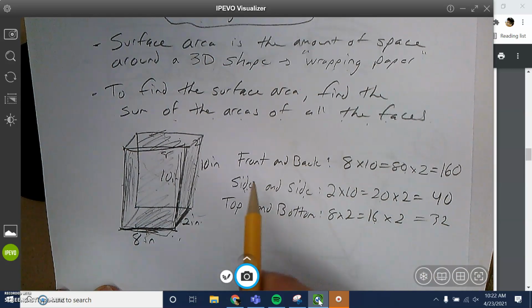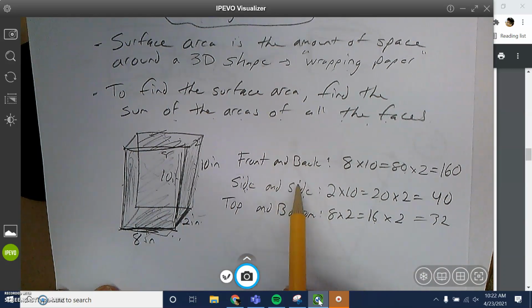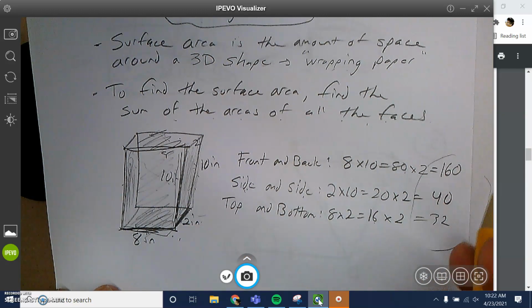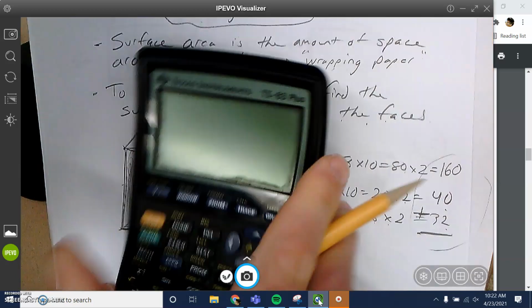So I got all six faces: front, back, side, side, top, and bottom, 1, 2, 3, 4, 5, 6. And here are the areas of all six, because I times it by 2. 2, 4, 6, right? So now I'm just going to add up all of this, 160 plus 40 plus 32.